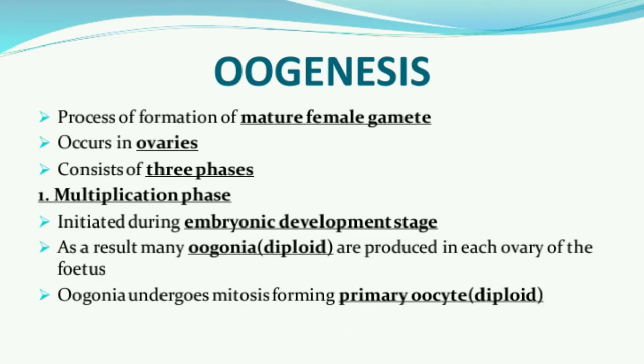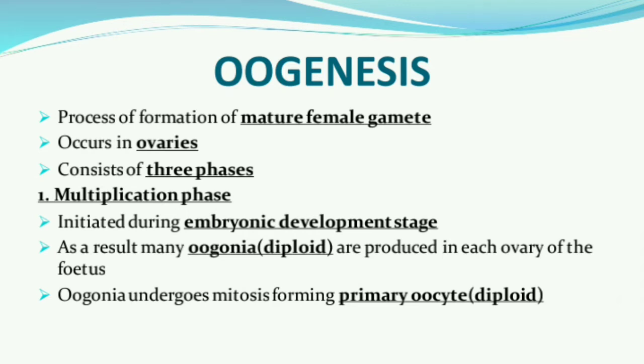And atresia continues, and at the time of puberty, each ovary contains only 60,000 to 80,000 primary follicles. Oogenesis is completed only after the onset of puberty, and only 1 out of 500 oogonia is stimulated by FSH, that is follicle stimulating hormone, to mature. So oogenesis can be described as a discontinuous and wasteful process. This is very important. You need to memorize it. Now let us start with the phases of oogenesis.